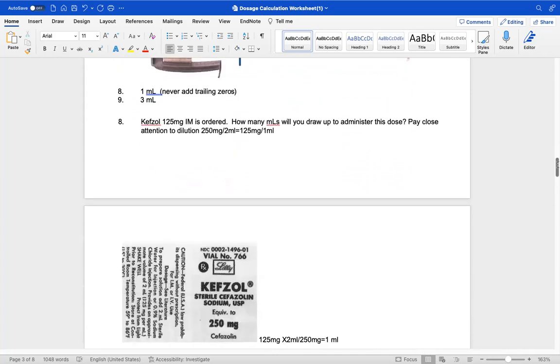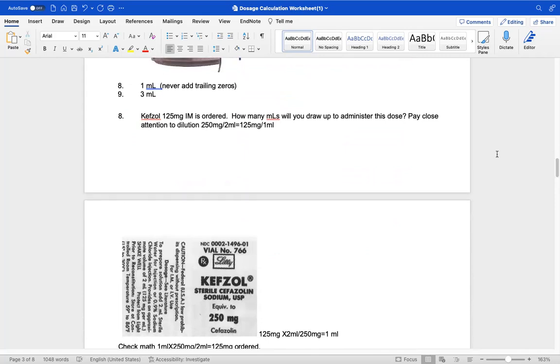All right, so number 8 on here, guys, is going to be the Kefzol. So it's 125 milligrams IM is what we have ordered. How many mLs will we draw up to administer? We need to pay close attention to the dilution. So this is going to be with the dilution, which if you read over here, is 250 milligrams per 2 mLs. So we're adding 2 mLs of solution into this. So then we break that down. This gives us 125 milligrams per 1 mL. So if you take 250 divided by 2, that's how we got that 125 per 1 mL.